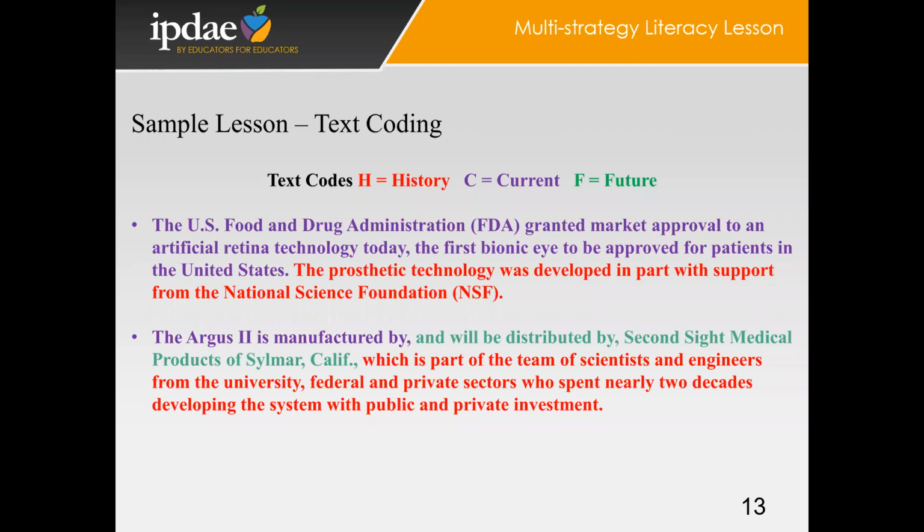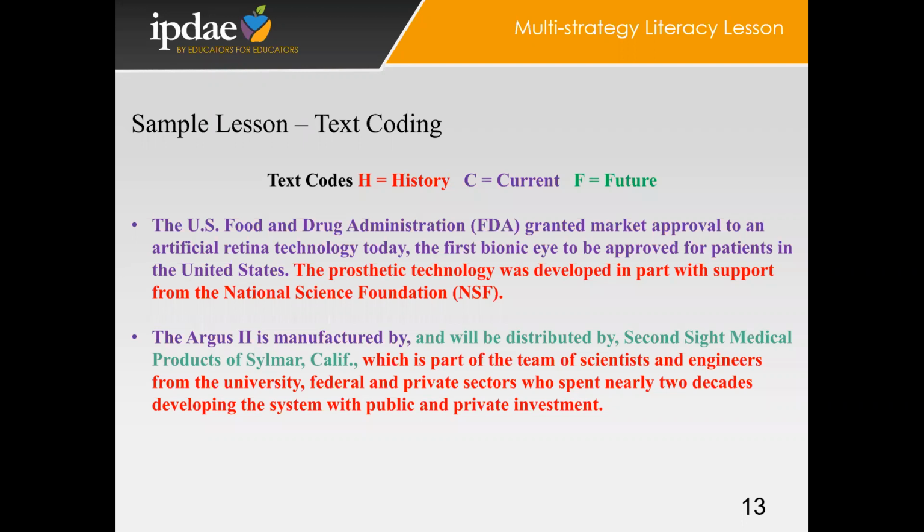Yes, Thomas, good point. So today is an important word in this particular code because it's letting us know this is something that's happening right now. Excellent point. Okay, so the second sentence says the prosthetic technology was developed in part with support from the National Science Foundation. So in this particular sentence, verb tense is going to be, well, Thomas, you were still right. Verb tense is going to be important here: was developed. In many cases, the verb tense is going to tell you a little bit about whether this is past, present, or future, right? So was developed means it was done in the past. So that's going to be aligned with history.